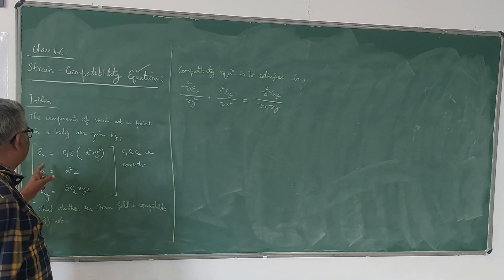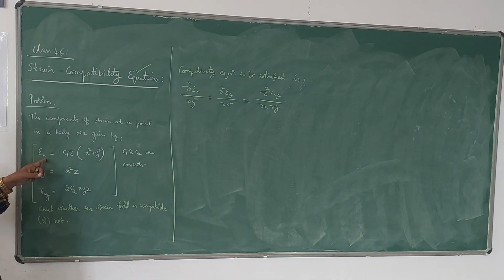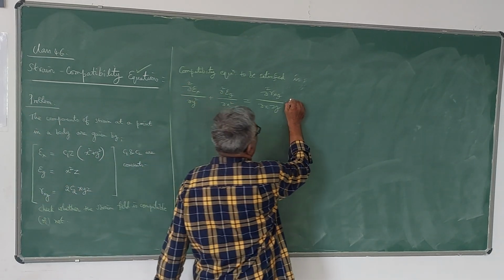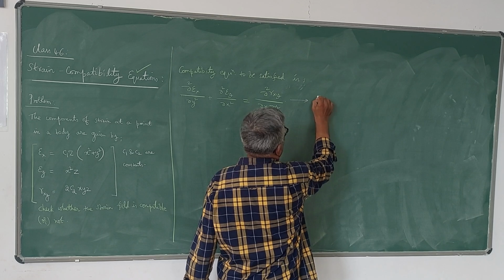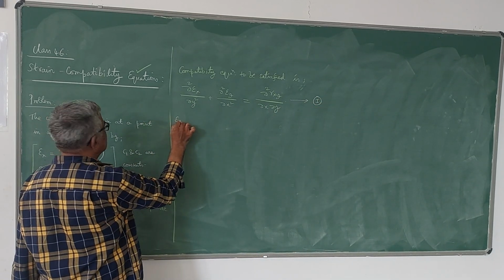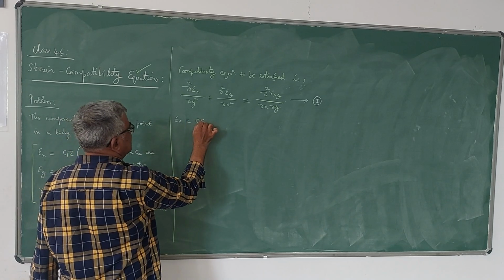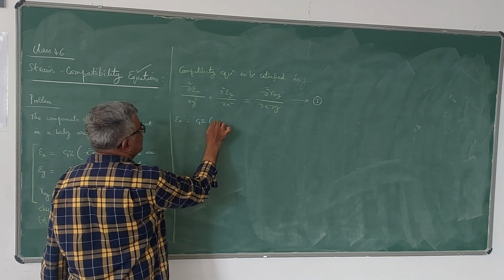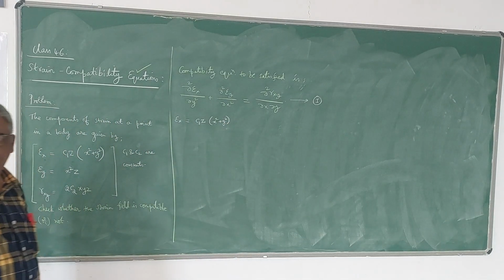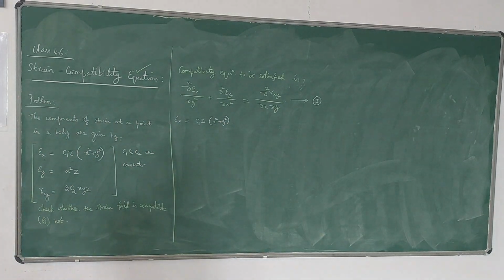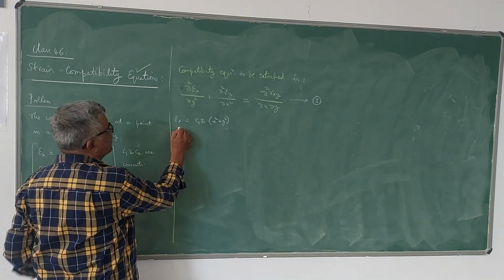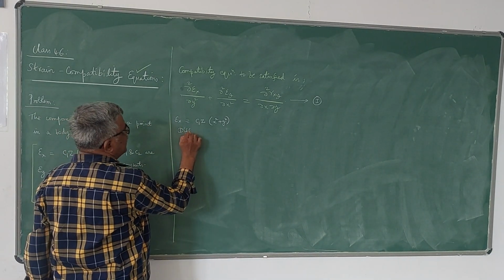Now he has given the strain components, and we need these derivatives. So we call this equation 1. He has given epsilon x as c1z into x square plus y square plus 1. So I need dou square epsilon x by dou y square, which means I have to differentiate this with respect to y 2 times.